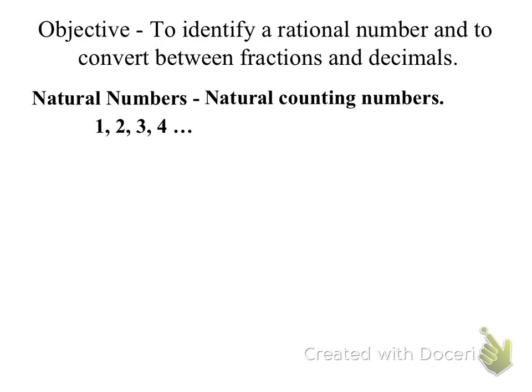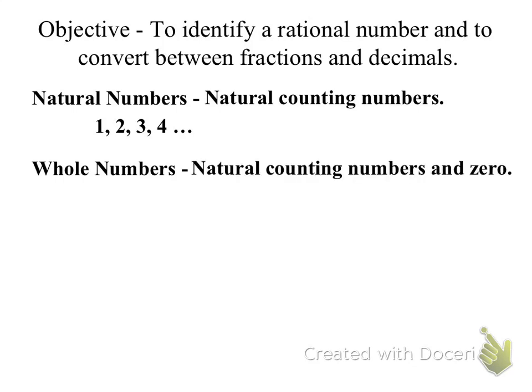Then we get to whole numbers. How is a whole number different than natural numbers? Jorge. Okay, it has all of the natural numbers, and it also actually involves 0, as Jorge would say. Okay, whole numbers are 0 and all the natural numbers. 0, 1, 2, 3, 4.